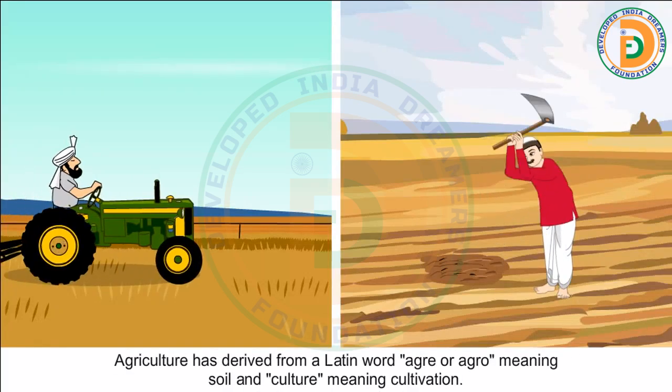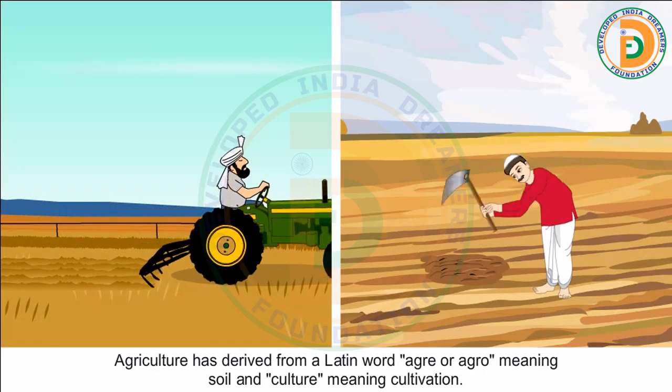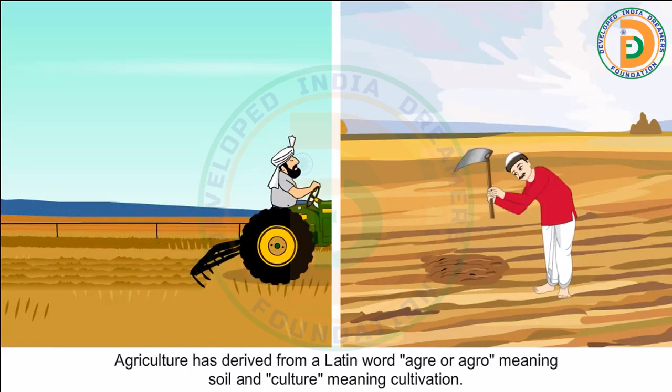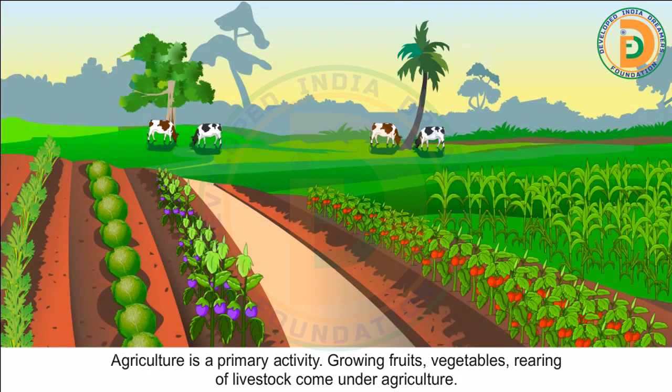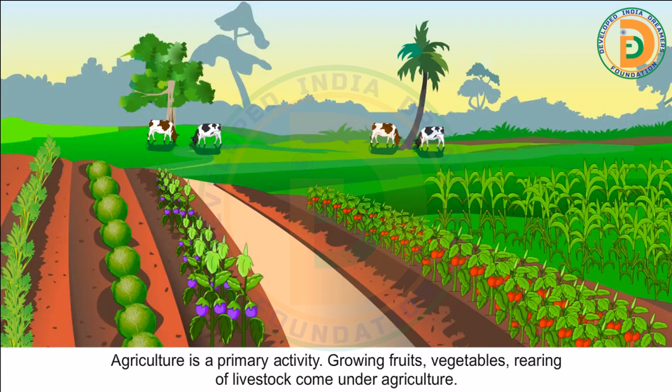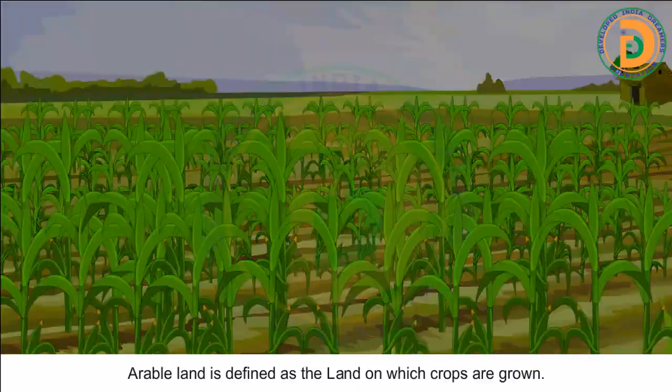Agriculture is derived from a Latin word ager or agro, meaning soil, and culture, meaning cultivation. Agriculture is a primary activity. Growing fruits, vegetables, rearing of livestock come under agriculture. Arable land is defined as the land on which crops are grown.